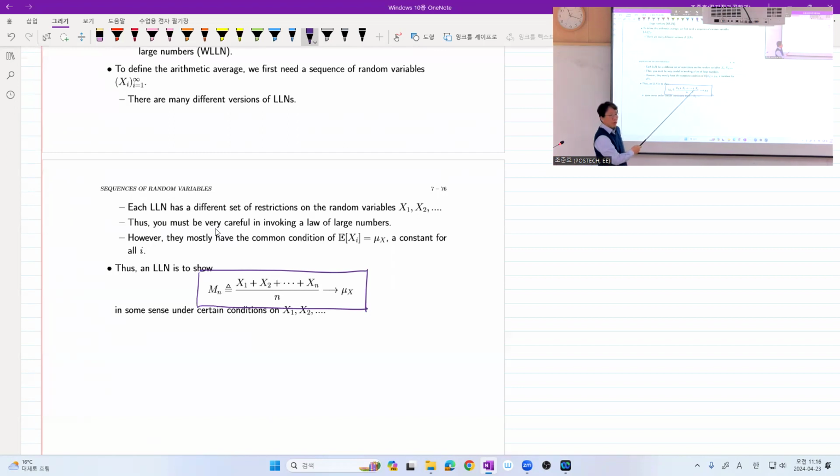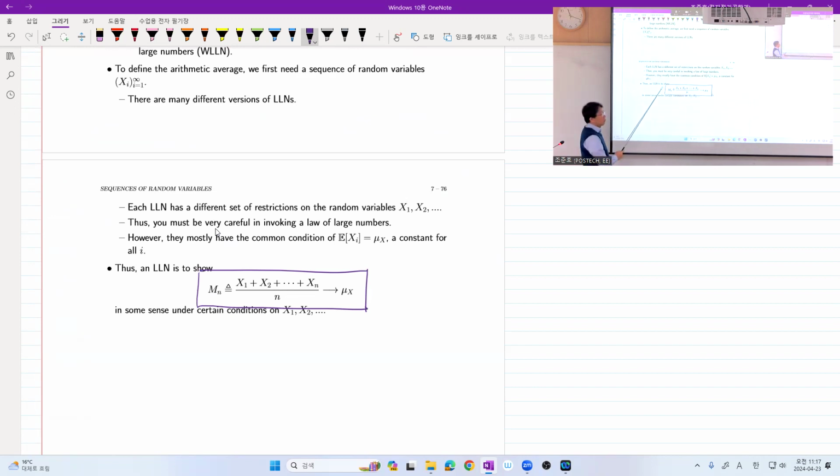for these random variables to be summed, what is the most important necessary condition? Their physical units must be the same. Okay, you cannot add 1 gram of apple with your mother's love. You cannot add, right? So their units must be the same.